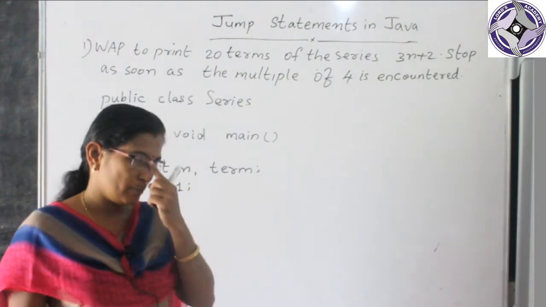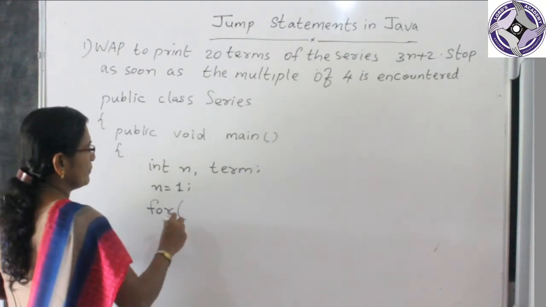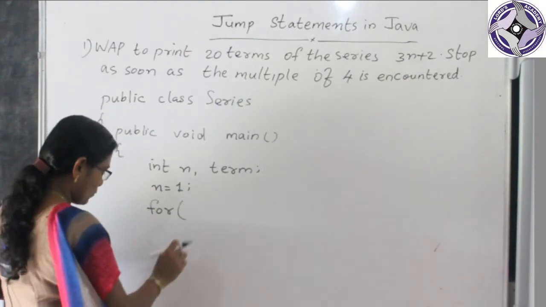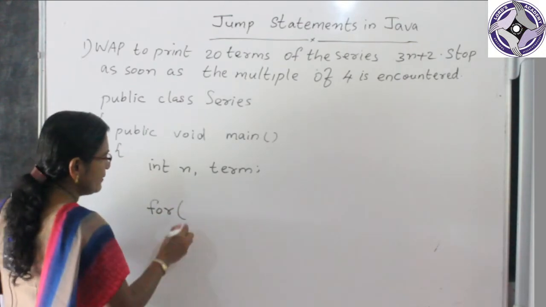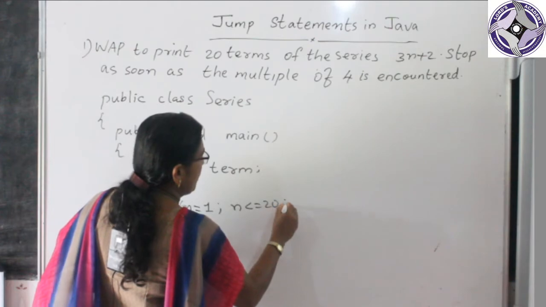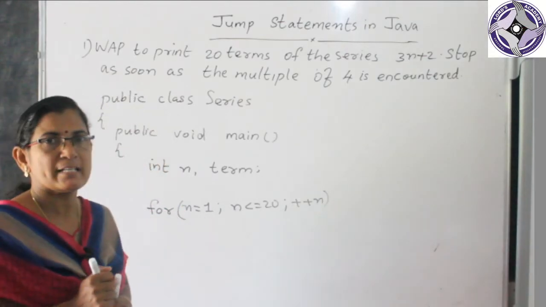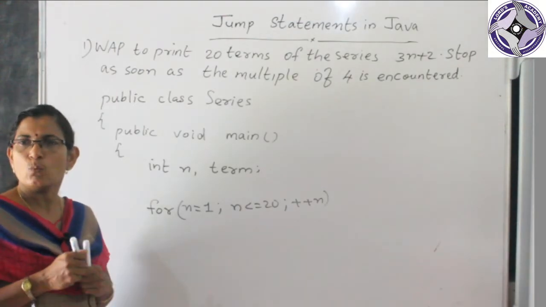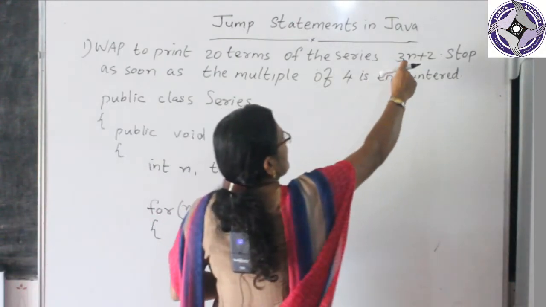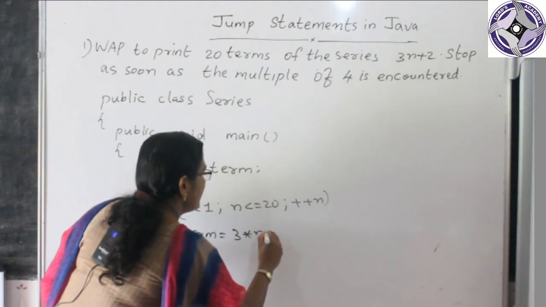And let me use a for loop. Let me use n as the index variable of the for loop, so let me initialize n inside the loop: n equal to 1, n less than or equal to 20, plus plus n. I think in your textbook the loop index variable used is i. It doesn't matter, you can use any variable. Term is calculated as 3 into n plus 2.